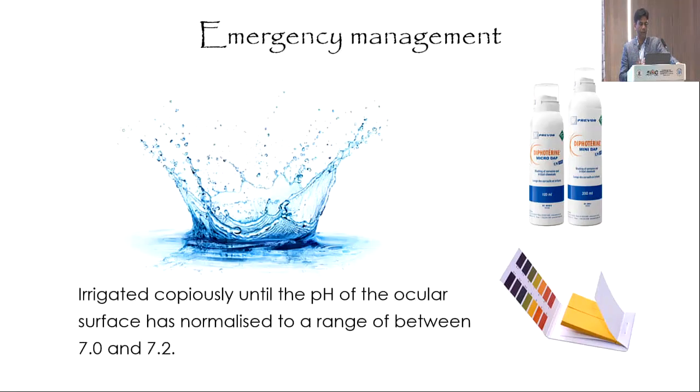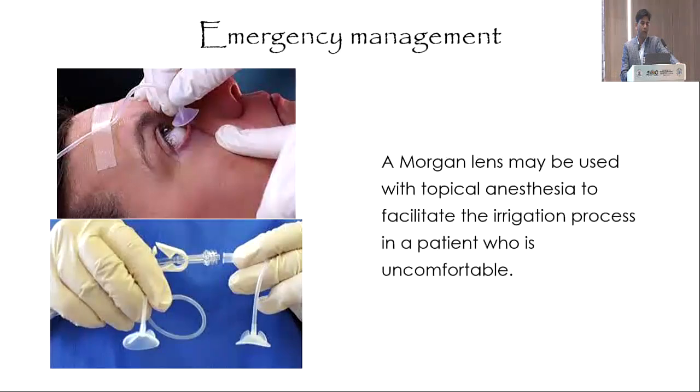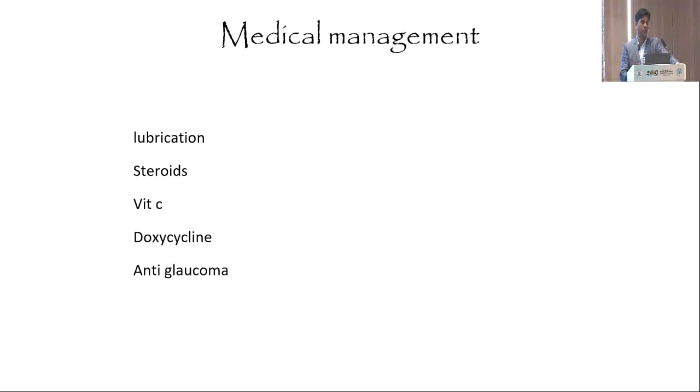Coming to the emergency management, the main theme is that we should irrigate the surface copiously with either tap water or Diphoterine, which is a preferable product because it maintains better osmolarity and better maintains pH, though I have no financial interest in this. We normalize the pH of the surface and wash out all the lime. It should be done as soon as possible. One can use the Morgan lens for the uncooperative patient. It can be fitted in the eye and connected to the irrigation solution, and it irrigates the ocular surface. So it is very effective for uncooperative patients.